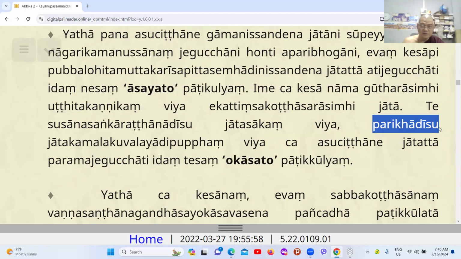As they grow from the unpleasant place, they are very disgusting. The place where the gesa grow is also very disgusting. 31% of the body is the place of the gesa to grow. So these 32% of the body parts are also disgusting. Not the gesa here, the place of the gesa.